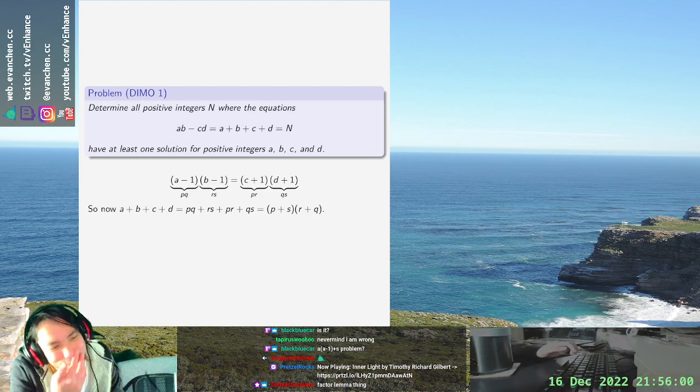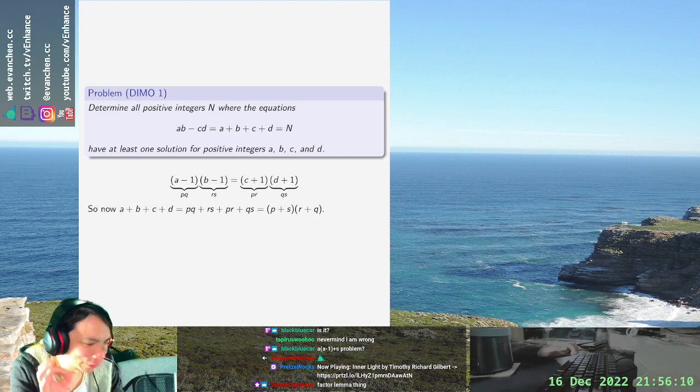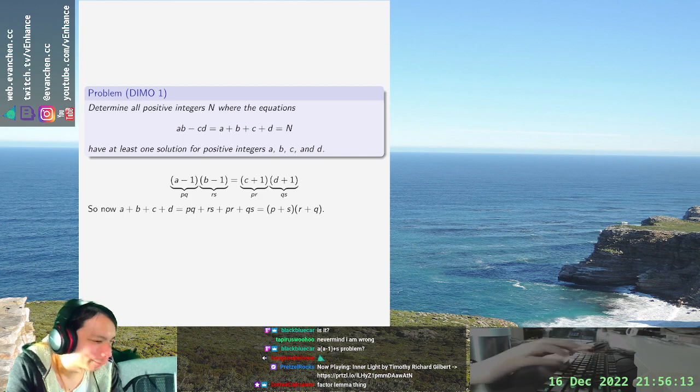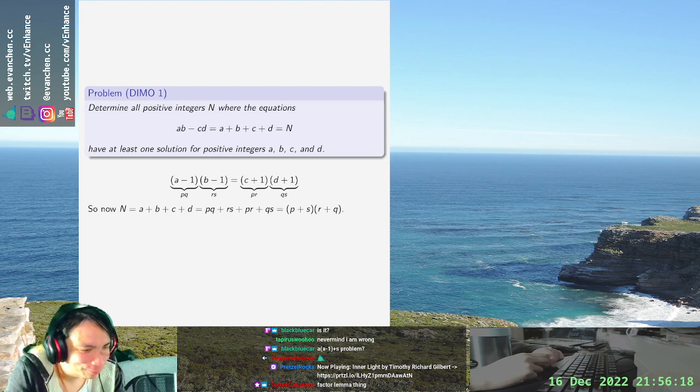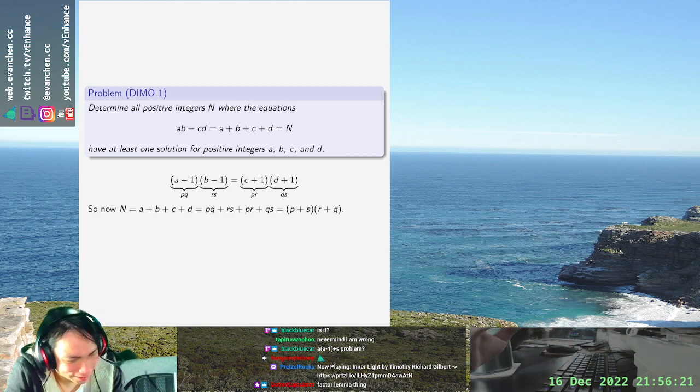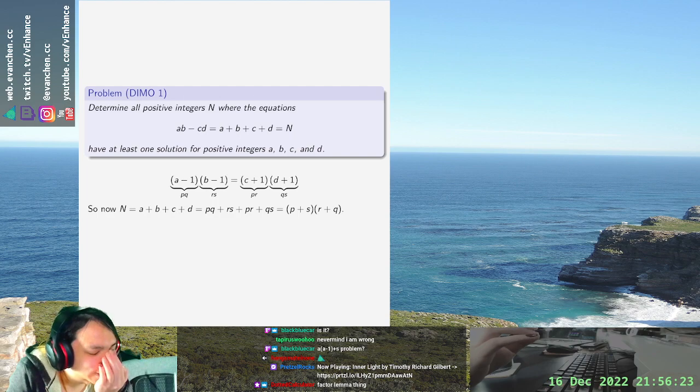You really had to require ABCD positive, huh? There's one caveat, which is that I can't have P and Q, R and S as one. I was almost gonna say N should be any composite number, but if PQRS are all one, you have problems. However, how bad is it? It's not that bad, right? N equals 6 should work because I can take 1, 2, and 1. Oh no, N equals 6 doesn't work either.